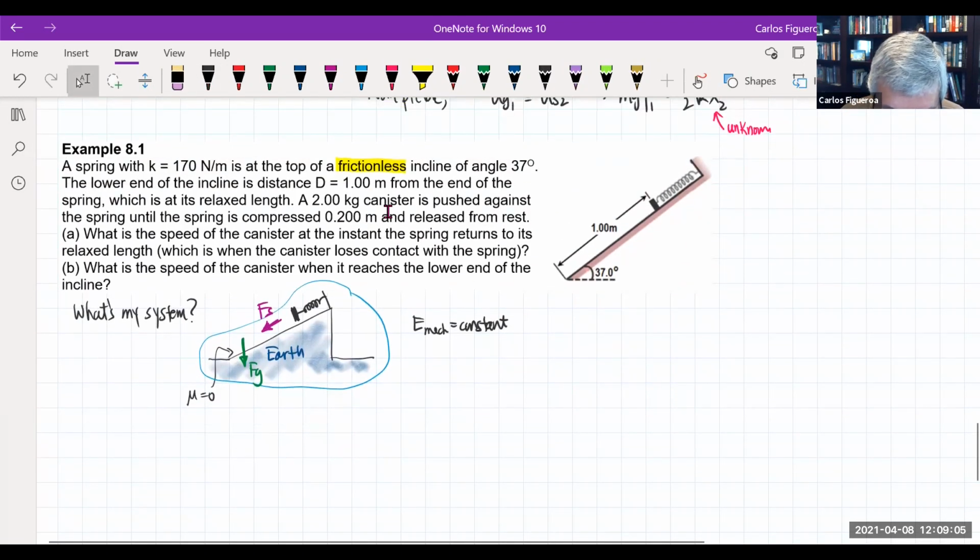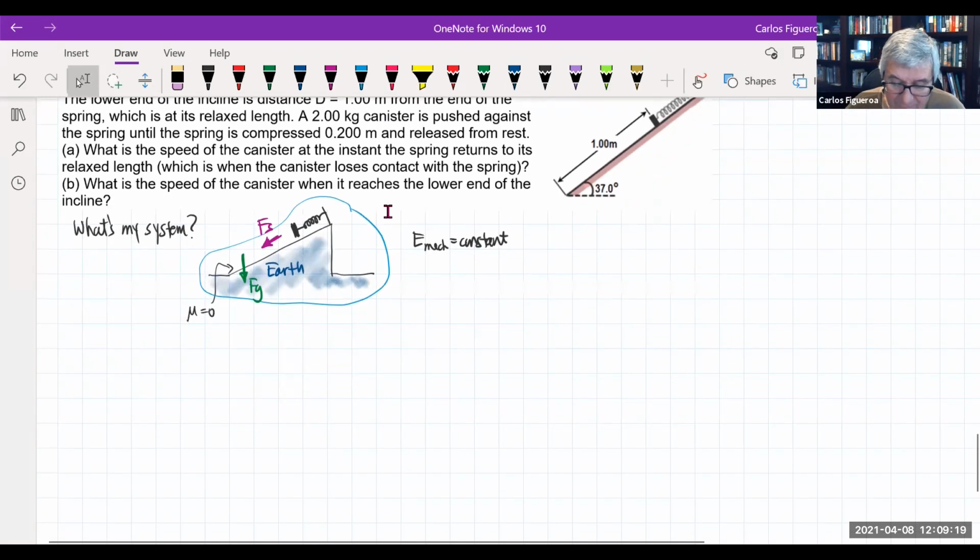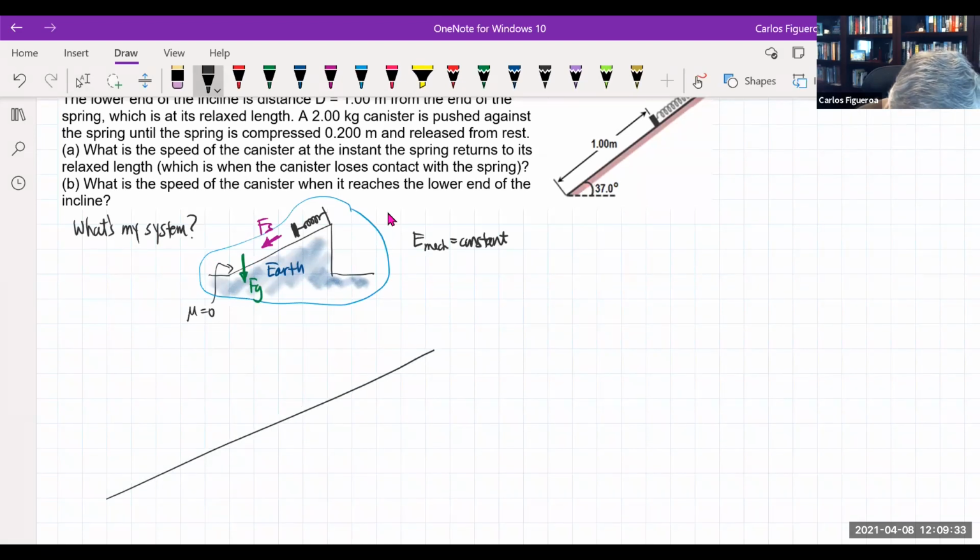It says at the lower end of the incline is a distance d from the end of the spring, which is at its relaxed length. So in other words, looking at that statement alone, I think I'm going to have to draw a big picture here. Let's draw this nice and big so that I can spread it out. So here's my incline. I know that this is at 37 degrees.